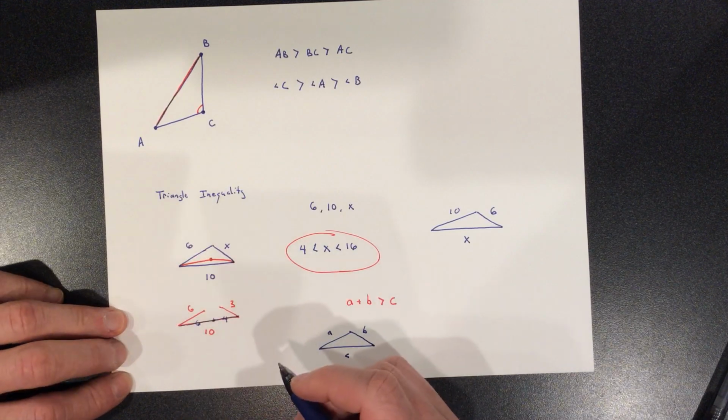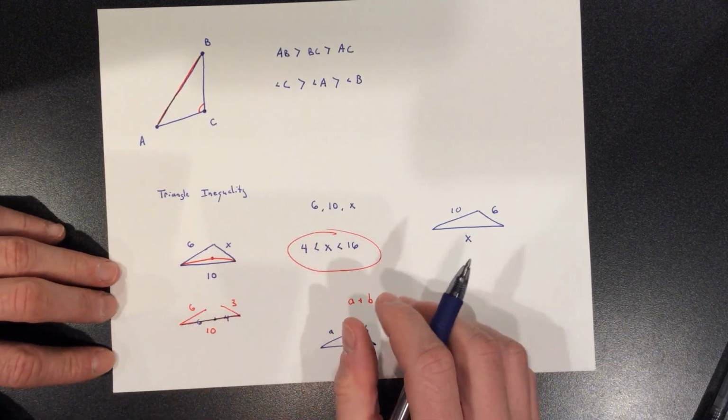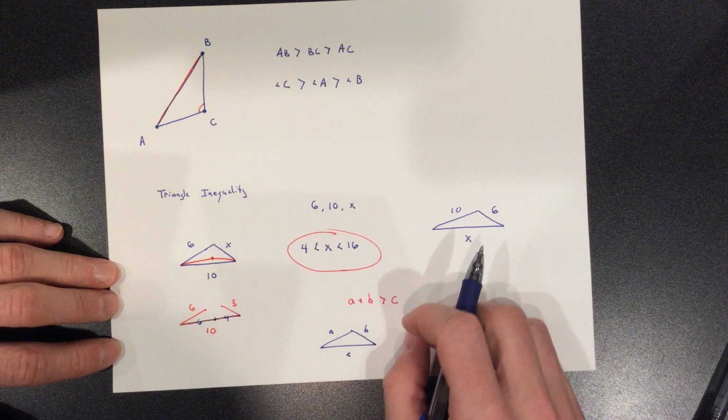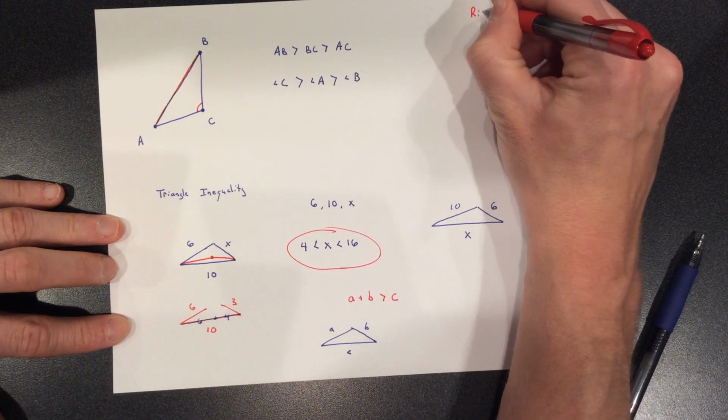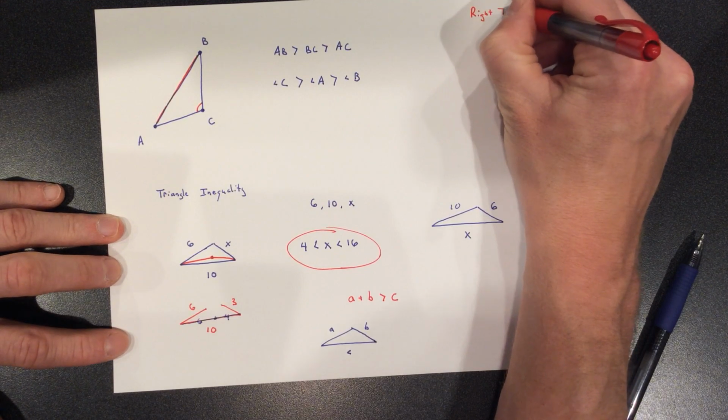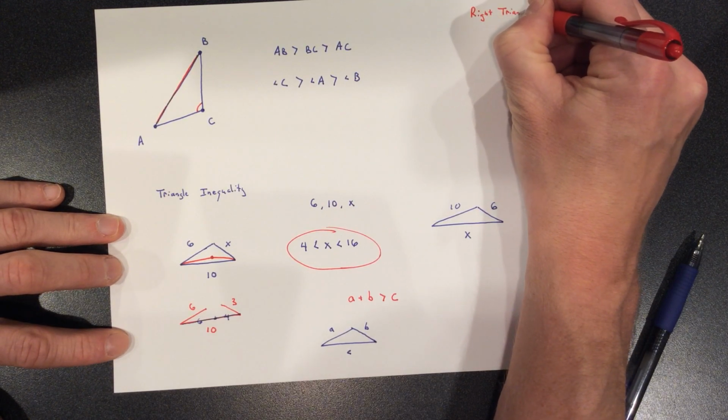Okay, so we have the triangle inequality, which is kind of cool, of how do you actually make a triangle, or what's possible to make a triangle. Okay, let's go over here and make a little subset. How do you make a right triangle? So we talk about how do you make any triangle.